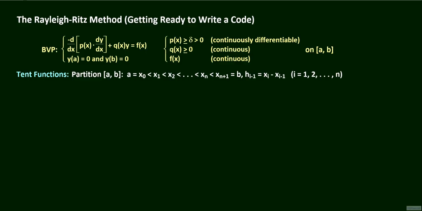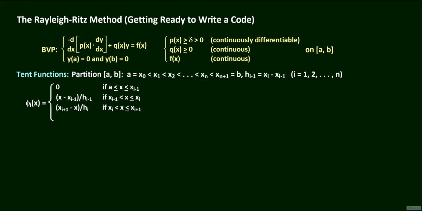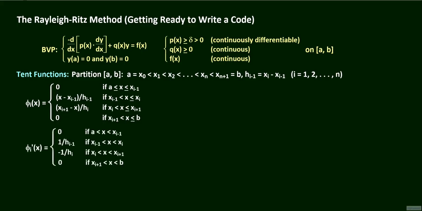The ith tent function, which we call phi sub i, equals 0 when x is between a and x sub i minus 1 inclusive. Phi sub i of x is x minus x sub i minus 1 over h sub i minus 1 when x is greater than x sub i minus 1 and x is less than or equal to x sub i. Phi sub i of x is equal to x sub i plus 1 minus x over h sub i when x is greater than x sub i and x is less than or equal to x sub i plus 1. Phi sub i of x is 0 for the rest of the interval. And so phi sub i prime of x is given by these formulas.